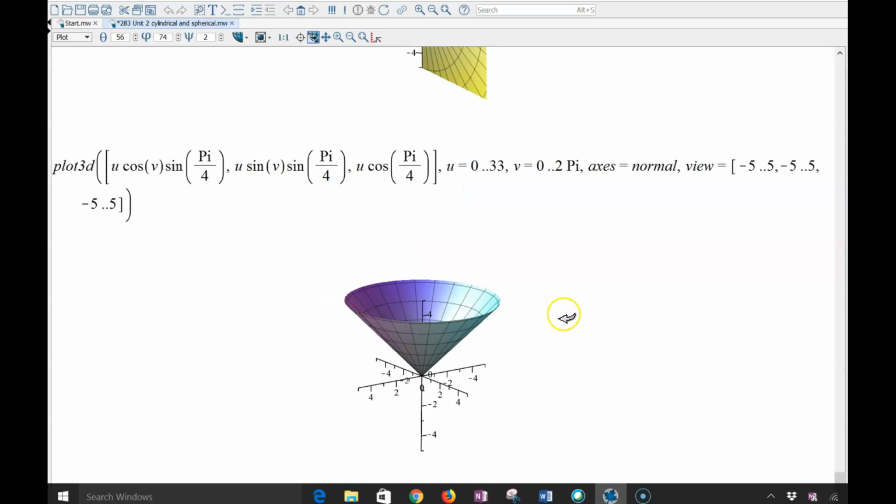So in that video we talked about the parametric description of a surface, and then also the constant equations in cylindrical and spherical coordinates.